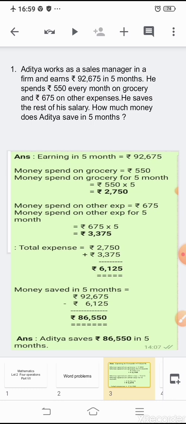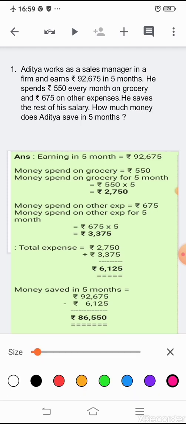So the first thing is, you should always read your sum thoroughly to see what is given. Now what is given in this word problem? It is given that Aditya was working as a sales manager and what was his earning? 92,675 was his earning, that is for 5 months. So we will write the first statement as earning in 5 months, that is 92,675. Okay.